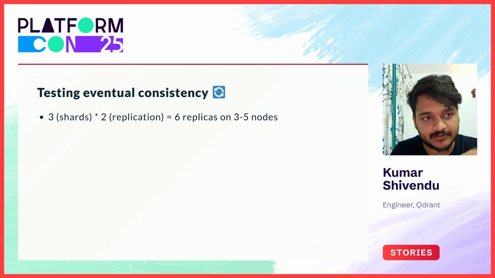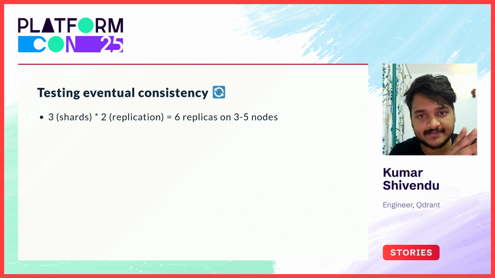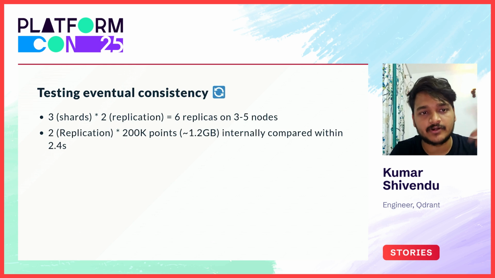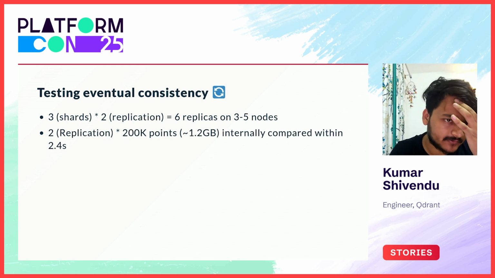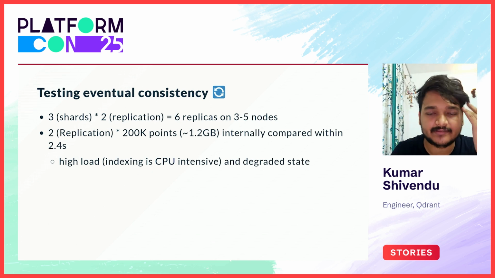And the testing for eventual consistency happens like this: you have 3 shards with a replication factor of 2. So in total you have 6 replicas on 3 to 5 nodes. This replication factor of 2 with 200k points is like 1.2 GB of data with vectors, right? And let's say the cluster is in a high load scenario with indexing and IO. So it takes like 2.4 seconds for this comparison internally between the nodes.